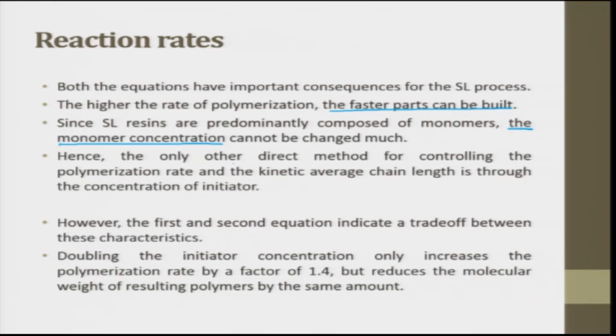Hence, the only other direct method of controlling the polymerization reaction and the kinetic average chain length is through the concentration of the initiators. They are sometimes very crudely called catalysts. This can be changed. However, the first and the second order equations indicate a trade-off between these characteristics. Doubling the initiator concentration only increases the polymerization rate by 1.4 times, but reduces the molecular weight of the resulting polymer by the same amount.